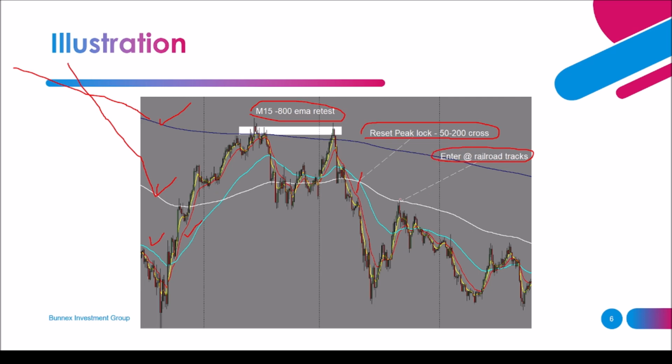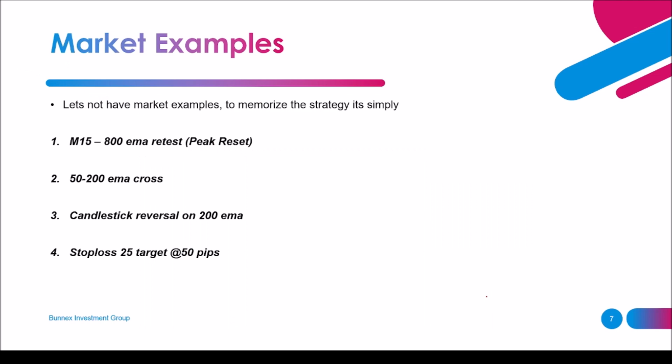In this particular case, there was a railroad track at the 200 EMA. Our stop loss is going to be 25 pips. Our take profit is going to be 50 pips. So basically, this is the illustration of this strategy. So let's now have market examples. But before we do so, let's memorize the strategy in this simple way.